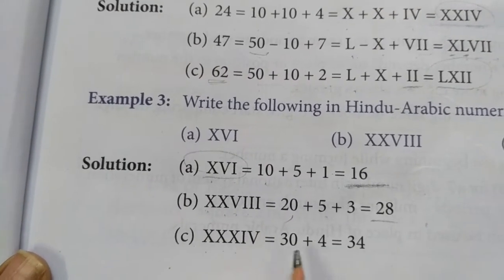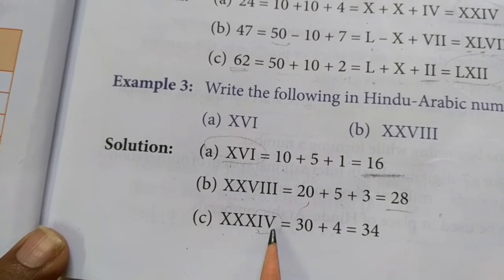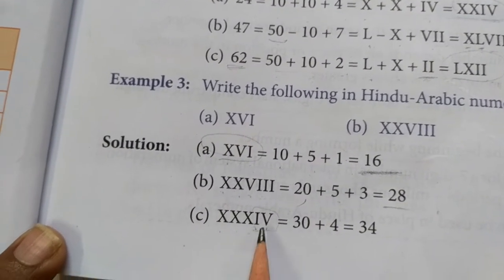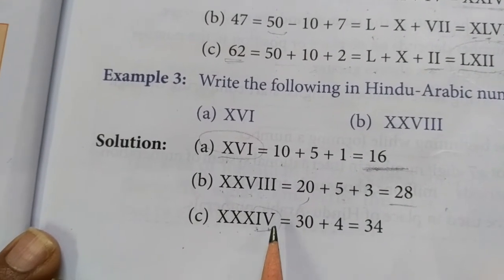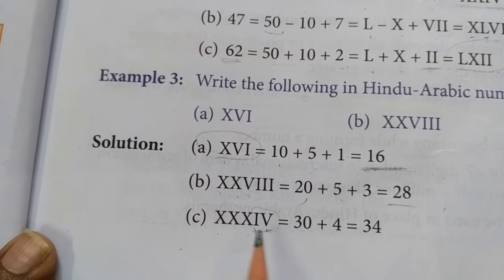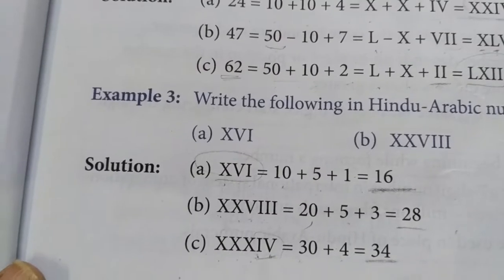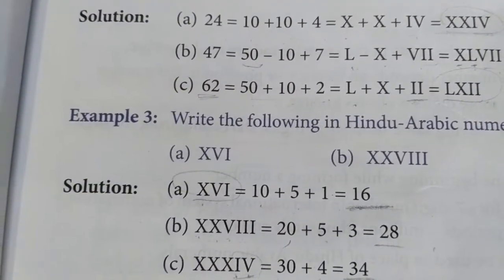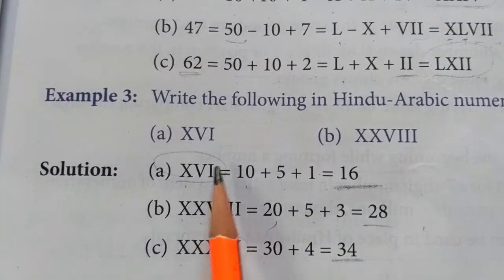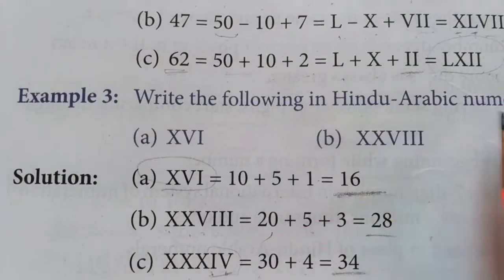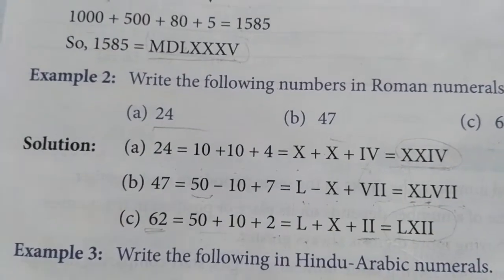Similarly, here 10, 10, 10 gives us 30, and when a smaller Roman numeral is written to the left of a bigger Roman numeral, we have to subtract the smaller Roman numeral from the bigger one. So 5 minus 1 will give us 4. So 30 plus 4 will give 34. So kids, both forms of questions can be solved. You can be asked to convert given Roman numerals into Hindu Arabic numerals, or given Hindu Arabic numerals into their corresponding Roman numerals.